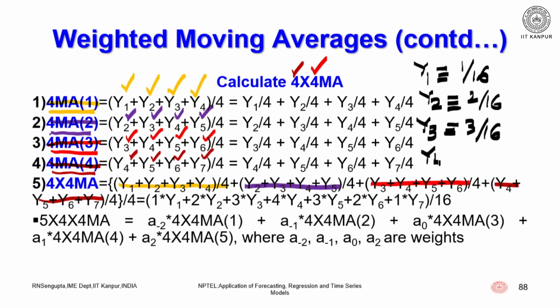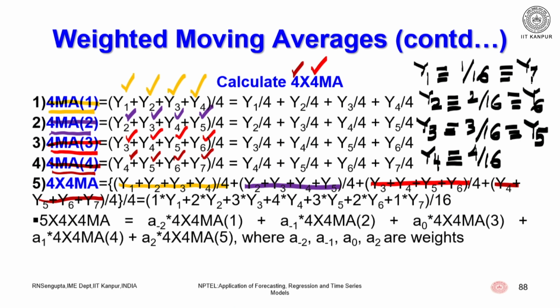For y4, the corresponding weightages will be 4 by 16. Then, if I consider the corresponding weightages for y5, it will be 3 by 16. When I consider the weightages for y6, it will be 2 by 16. And finally, when I consider y7, the weightages will be 1 by 16.